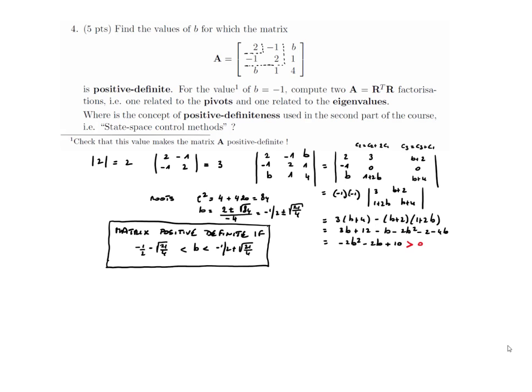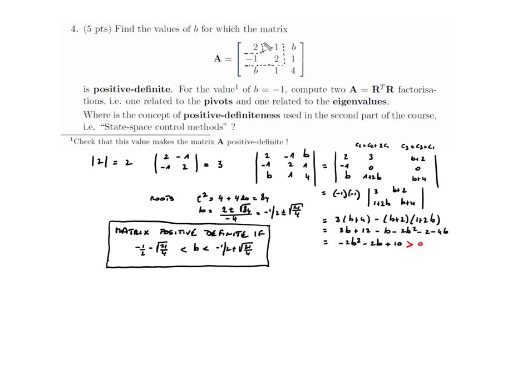So the first part of the question is to find the values for which this matrix is positive definite. You will remember from the course that there are many ways to check that a matrix is positive definite. You should go and have a look. One of the methods is to have a look at the upper determinants and check that they are all positive. We could also have worked with the pivots, and for that you need to do elimination on this matrix.